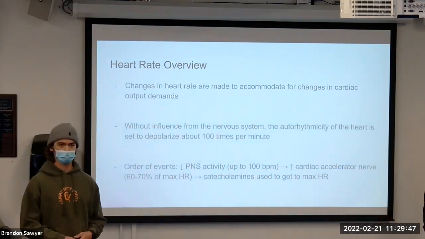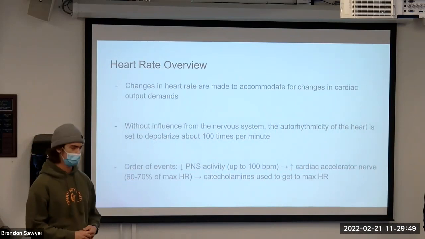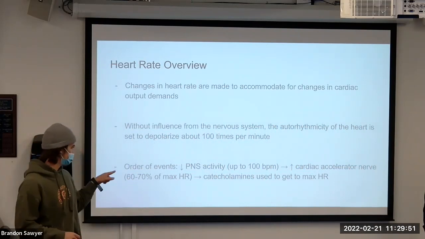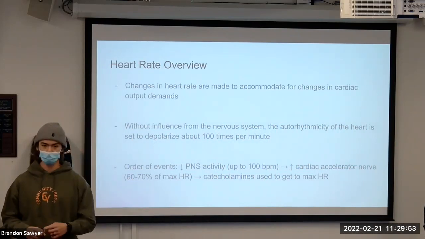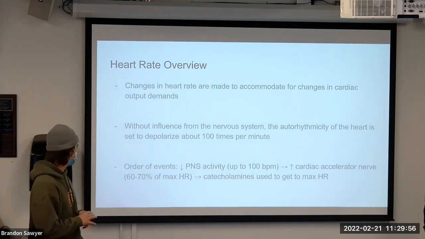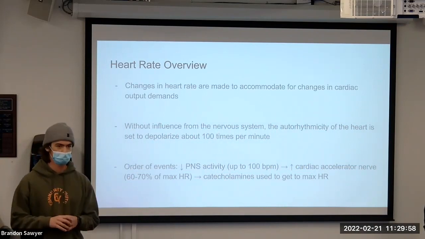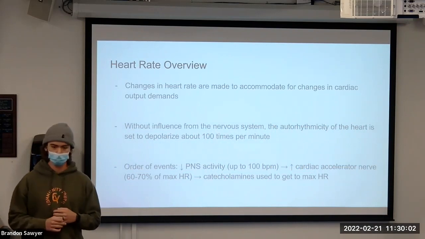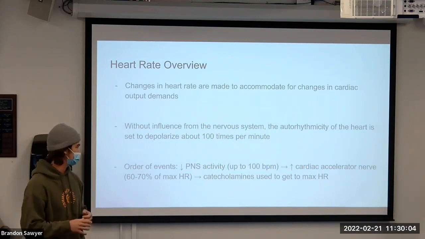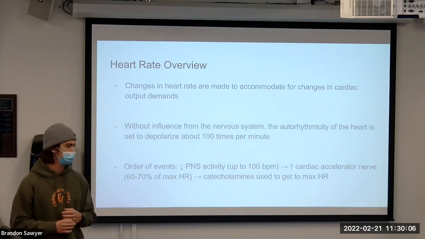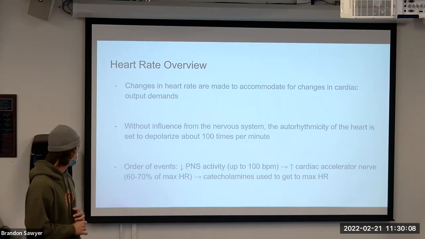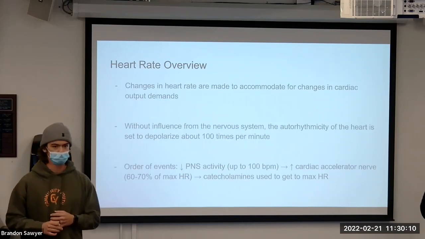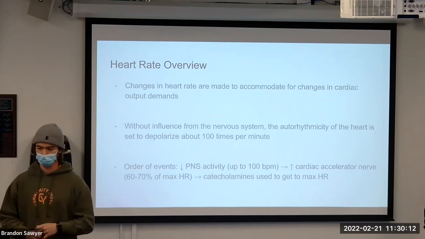So the body will take steps to increase heart rate to meet the cardiac output demands, and it'll do it in this order. It'll decrease parasympathetic activity, which will increase heart rate to about 100. The cardiac accelerator nerve will be used to give that sympathetic nervous feedback, and then catecholamines will be used to increase it to maximal levels.